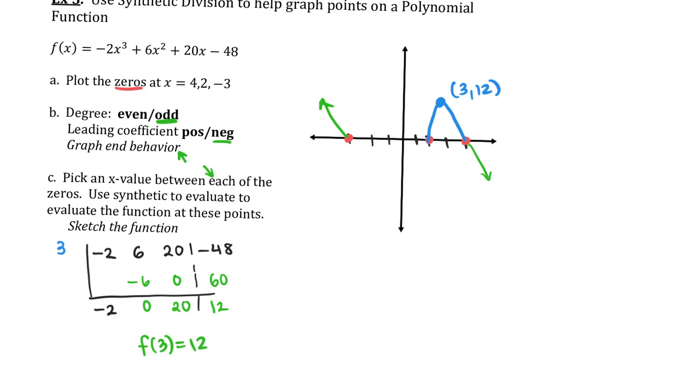Okay, now let me pick a number between here and here. Now I kind of just want to plug in 0. The thing about 0 is I could do 0 in my head. Let's do it in our heads and then verify it. If I plug in 0, I get 0 plus 0 plus 0 minus 48. I should get negative 48. I'm going to do synthetic just to verify it, but I think it should be 0, negative 48.